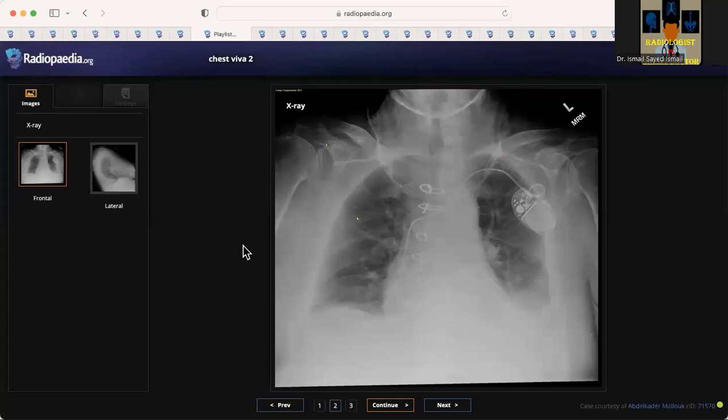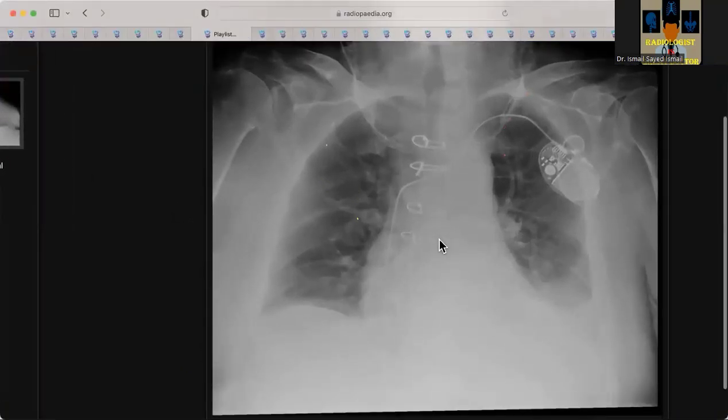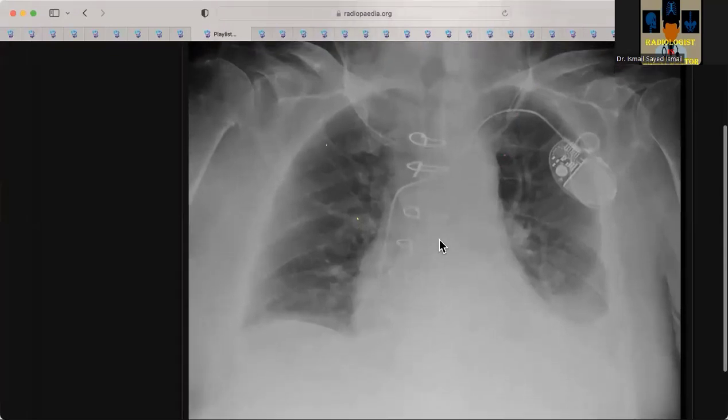In my routine practice, I like to use zooming, searching for any small subpleural lines. You can see fine peripheral lines seen perpendicular to the pleura, in keeping with Kerley B lines. So the constellation of all those findings, the cardiomegaly, the bilateral pleural effusion, cephalization of the pulmonary vessels, and the Kerley B lines are more in keeping with congestive heart failure.